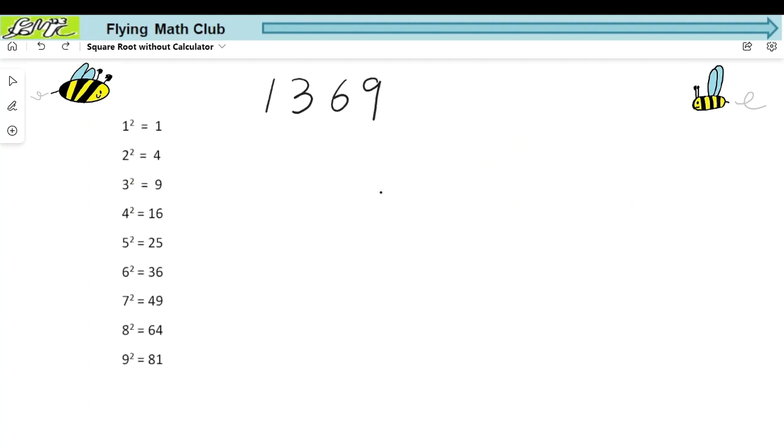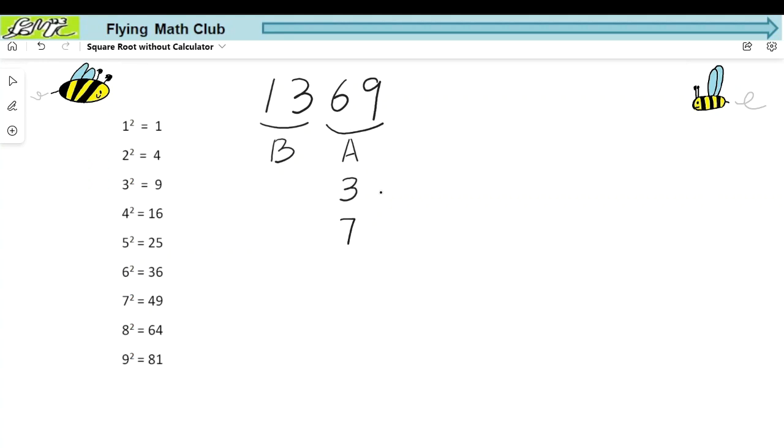Let's try a 4-digit number, 1369. Separate it into two parts. Part A, 69. The left, 13, as part B. For part A, its last digit is 9. 3 squared equals 9. 7 squared equals 49. So the possible digit is 3 or 7. Part A is finished. Part B is 13.